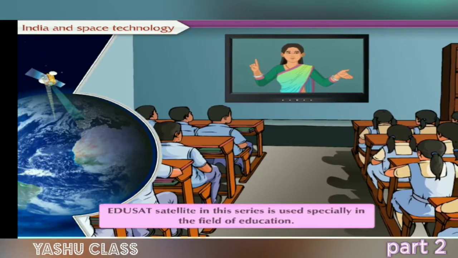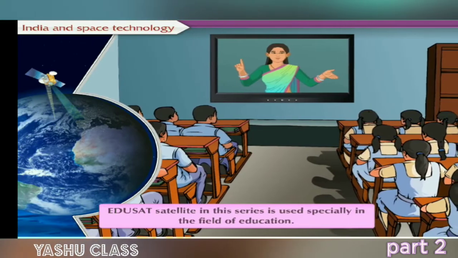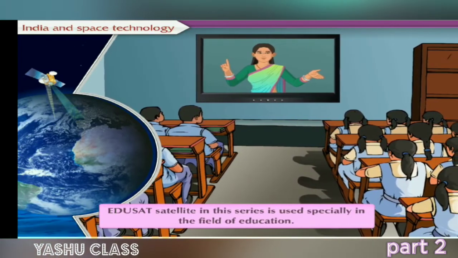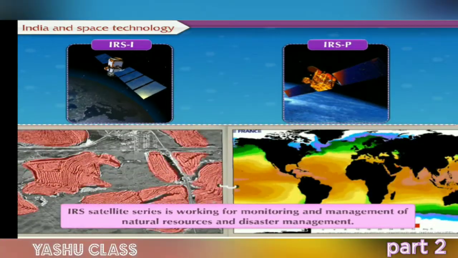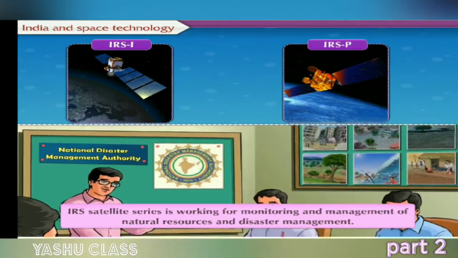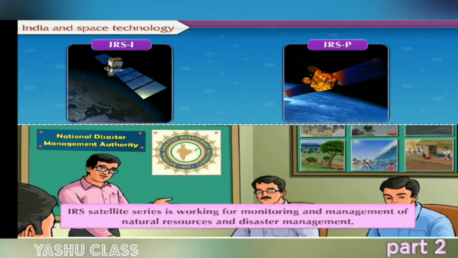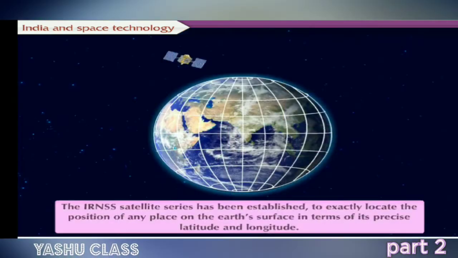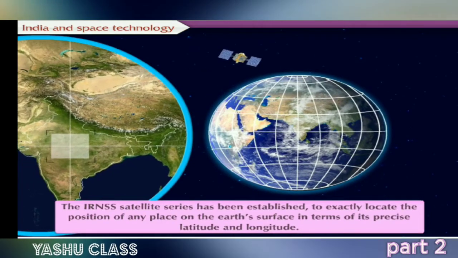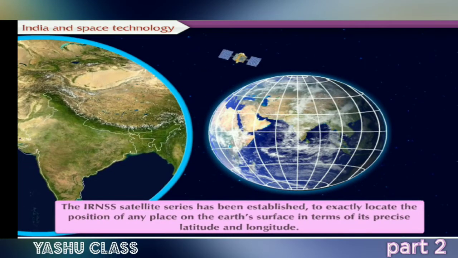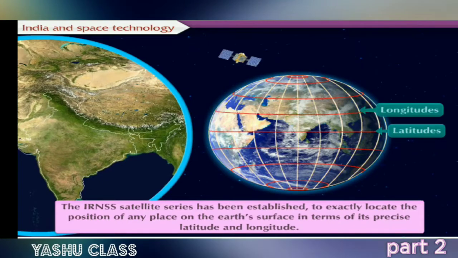EduSat satellite in this series is used specially in the field of education. IRS satellite series is working for monitoring and management of natural resources and disaster management. The IRNSS satellite series has been established to exactly locate the position of any place on the Earth's surface in terms of its precise latitude and longitude.